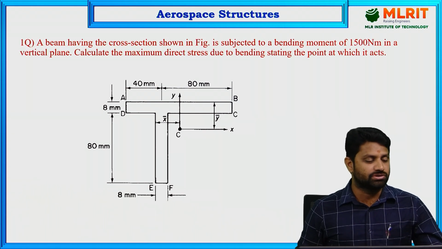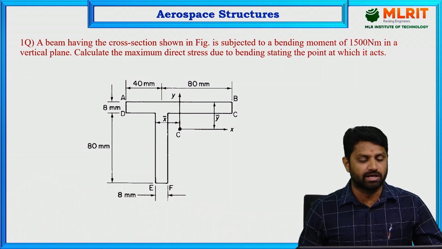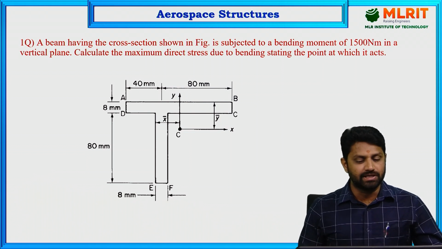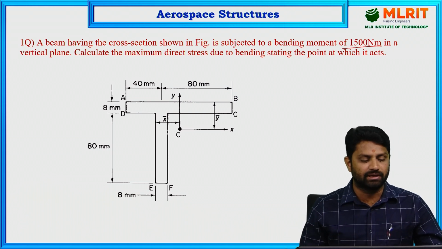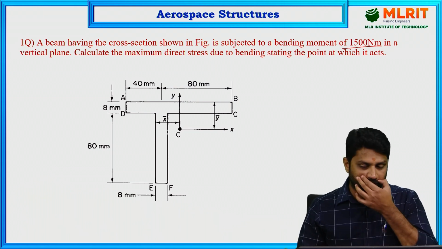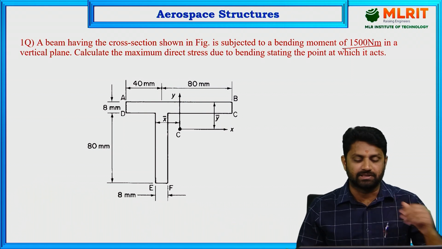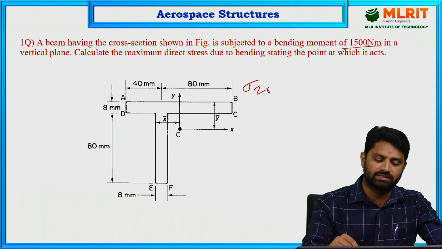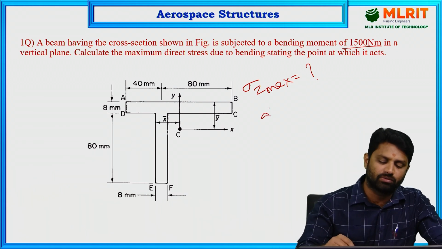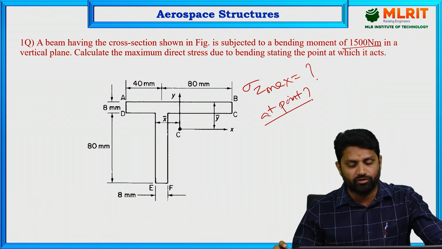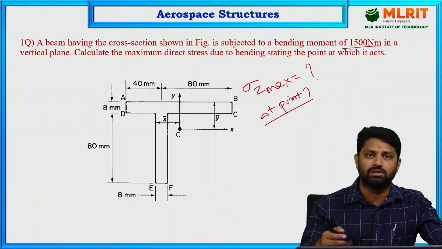The question here is: a beam having the cross section shown in the figure is subjected to a bending moment of 1500 Newton meter in a vertical plane, and we are asked to calculate the maximum direct stress due to bending, stating the point at which it acts. So we need to find the maximum direct stress, that is sigma z max, and after that, at what point we get this maximum stress. Before we go into this problem, let's look into the formula.